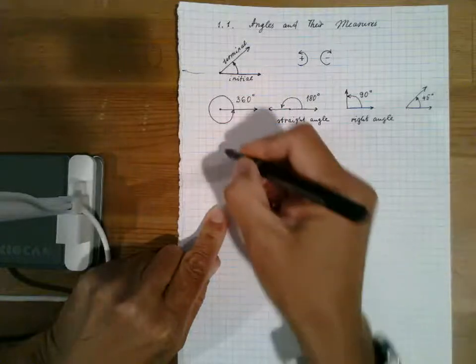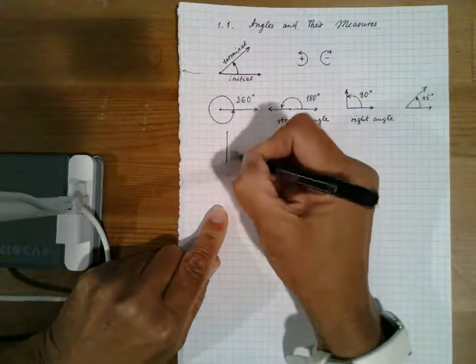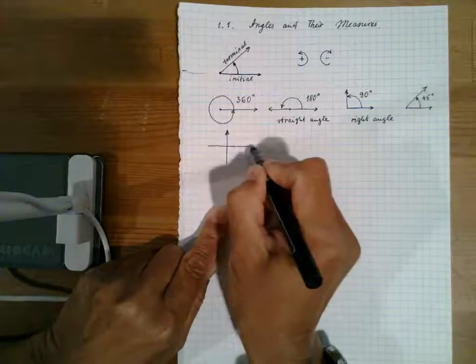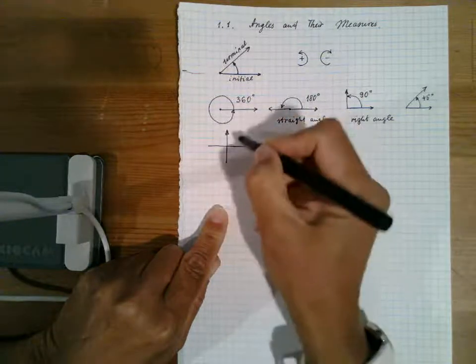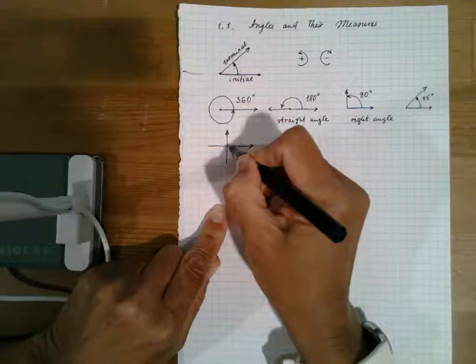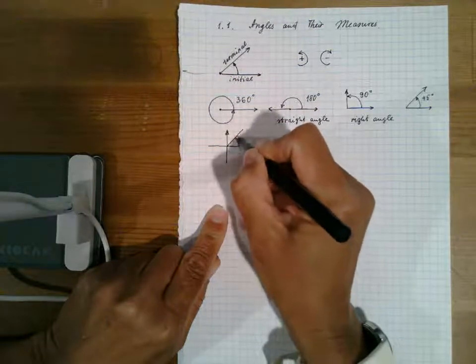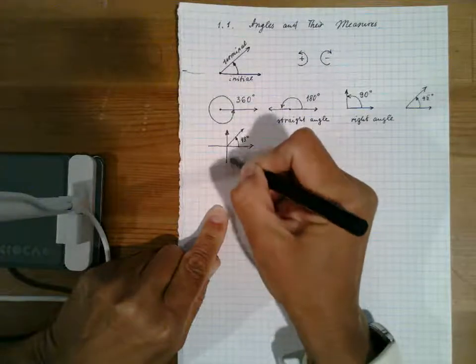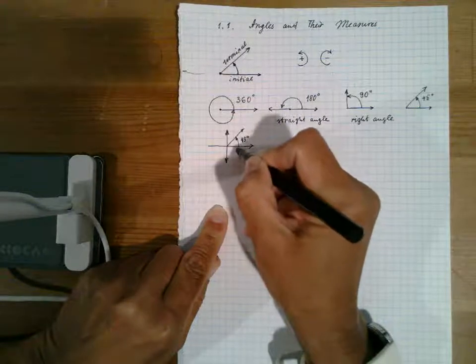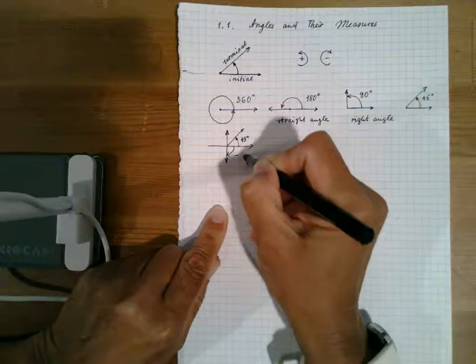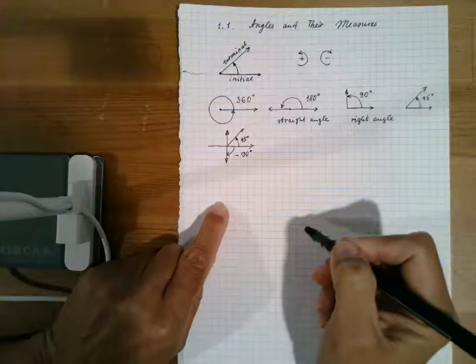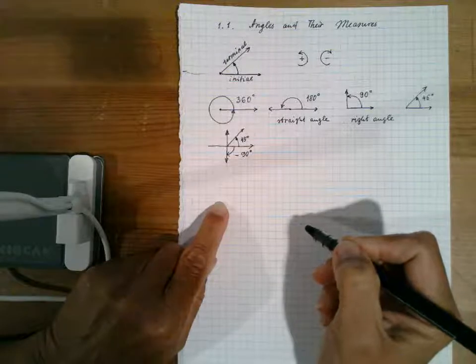I'm going to draw two angles, one positive, one negative, so you can see how we draw the angles. Well, I'm going to draw an angle of 45 degrees, and that's going to be a positive angle, 45 degrees. And I'm going to draw one negative angle. The negative angle is going to be minus 90 degrees. What else?